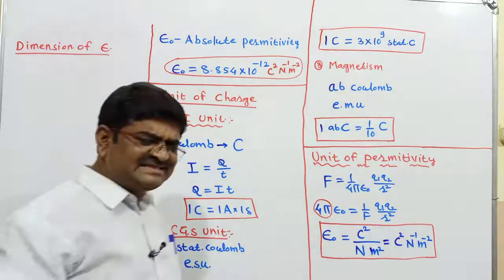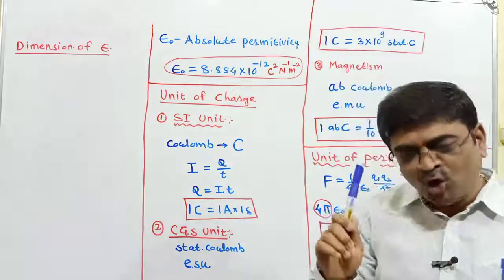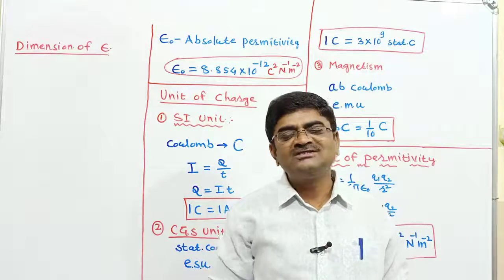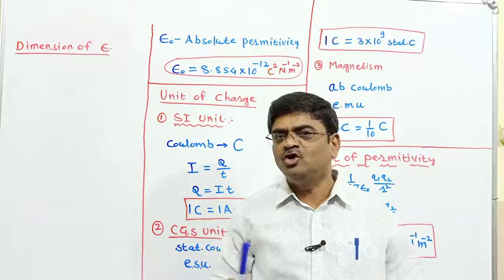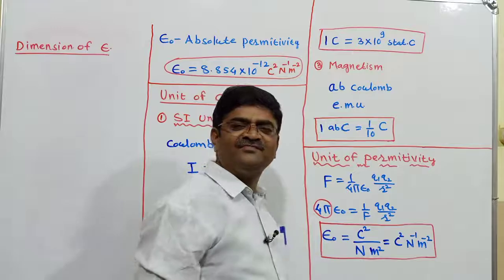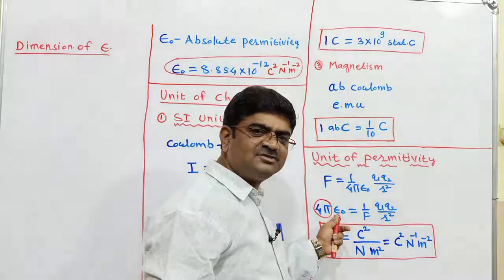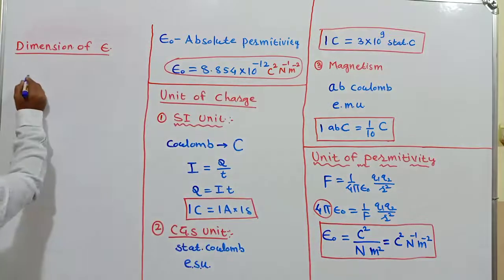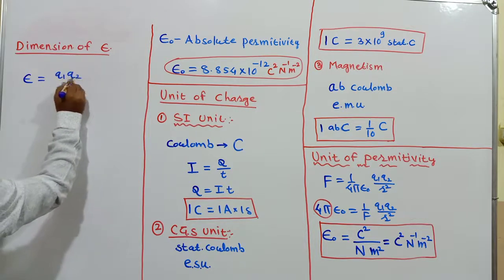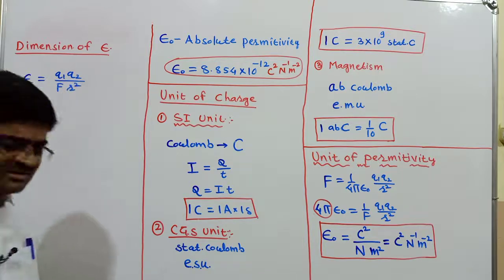You know the simple steps to get the dimensions of any physical quantity. You need to know an equation which involves the quantity whose dimension you want to get. Then obviously my choice is going to be again here. I need the dimensions of permittivity. I will simply write this equation for permittivity, and I have got permittivity equal to Q1 Q2 divided by F into R square. 4 pi and all I am not writing because they are dimensionless.